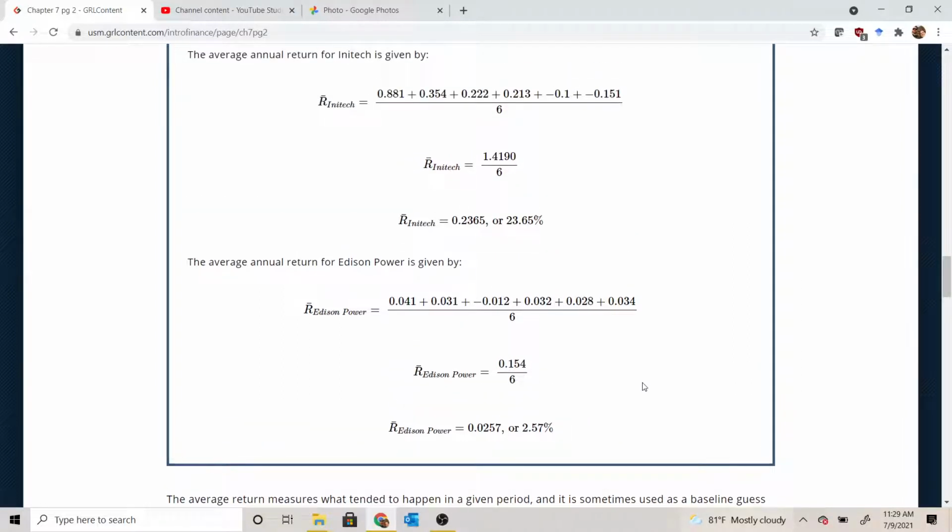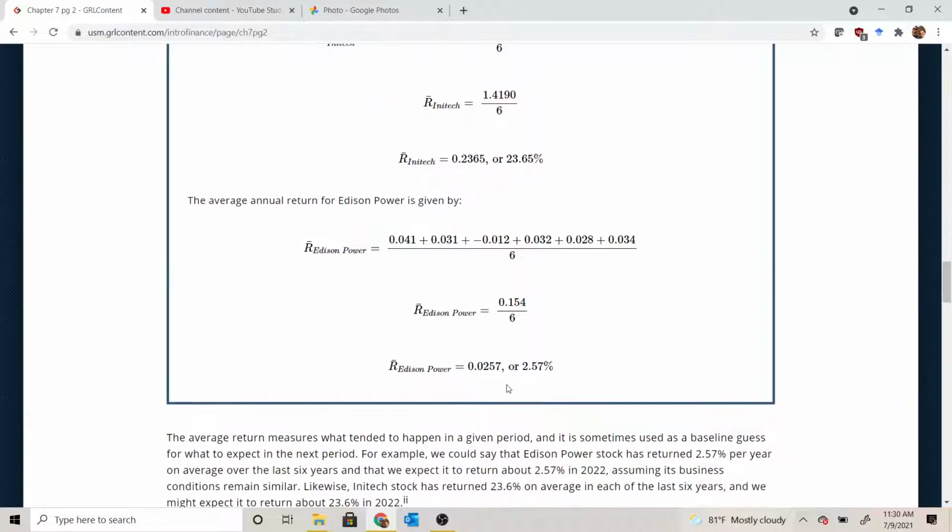Now, not real surprising, the whole risk-return relationship, we've got a lot more risk with Initech, so we've got a higher average return, or we could even say perhaps a higher expected return if we're thinking of it that way. And we've got a much lower return for Edison Power, and there's a lot less variability there as well. So that starts to hint at this relationship between risk and return. But how do we measure risk?